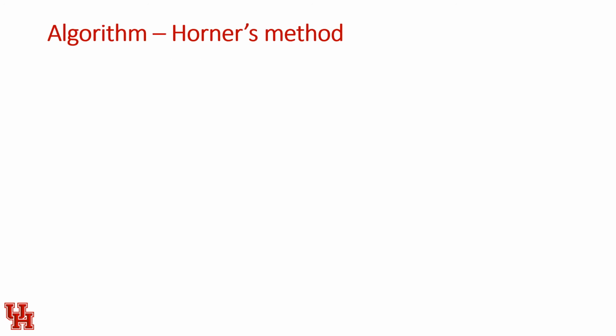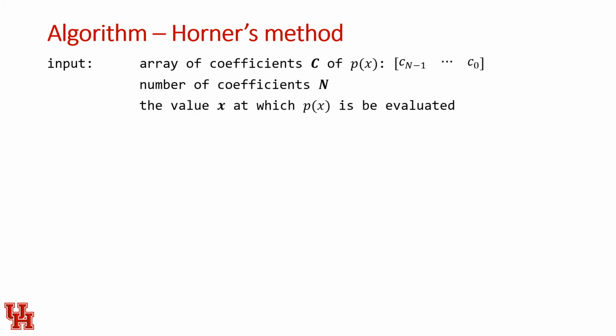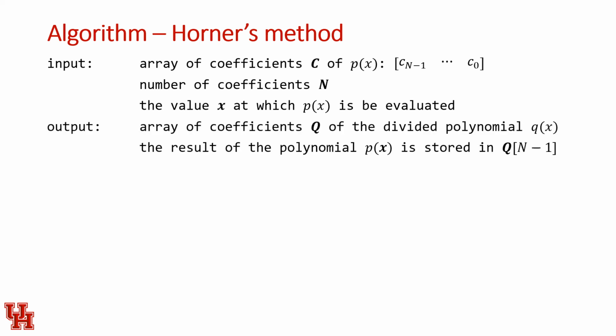Let's look at some pseudocode for Horner's algorithm so that you can understand how simple it is. For input, we assume that we have an array of coefficients, starting with the highest order monomial. We also supply the number of coefficients, which will be required for most programming languages. We also require the value of x, for which we'll be evaluating the polynomial. The output is an array of coefficients q, which has the same number of terms as c. However, the last term at q n minus 1 is the remainder term, or result of the polynomial p of x.